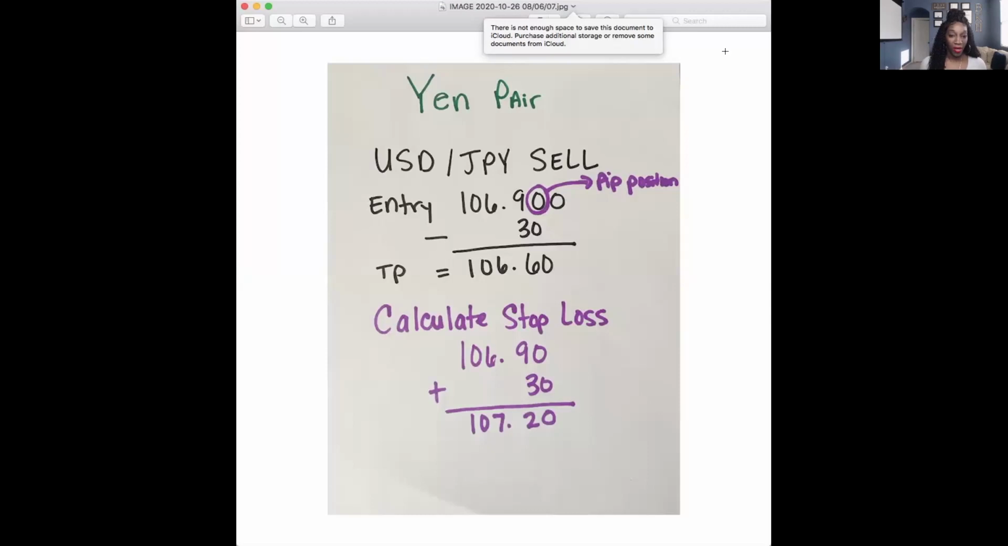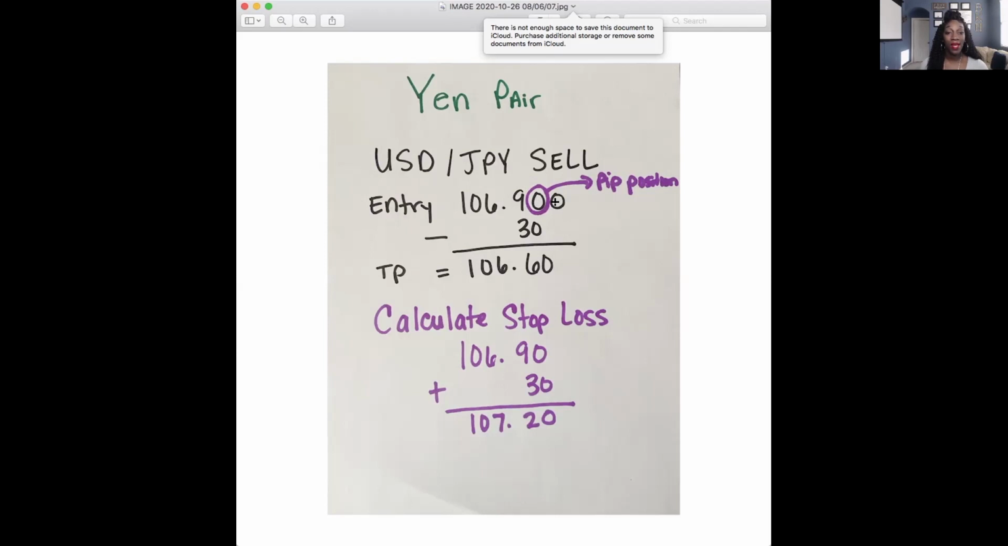So with yen pairs, our Asian pairs, you're going to notice that there are 3 digits after the decimal, as I mentioned. Now, the 2nd digit is your pip position. So this is the digit that you're always working with. And then your 3rd digit is considered the pipette. So remember, what do we do with the pipette? We simply ignore it. I want you to act like it doesn't even exist.